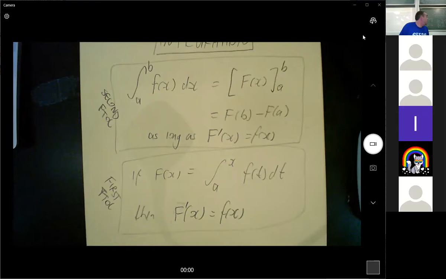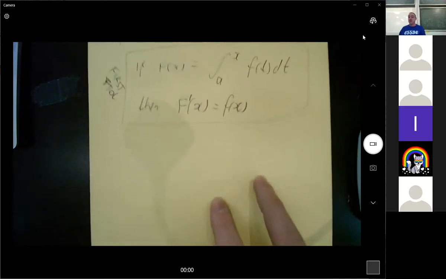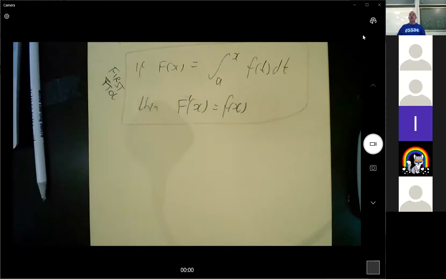Someone has, I've forgotten your name, but someone has asked for an intuitive understanding of that. I'll see if I can do that before I do the actual integration bit. Be back in just a moment. I'm not leaving the room, but for those who are in the Zoom.